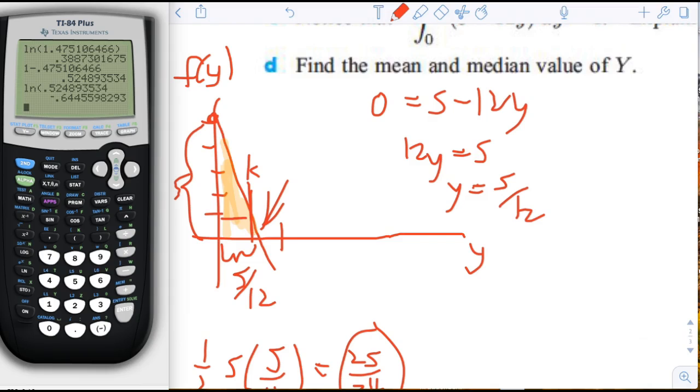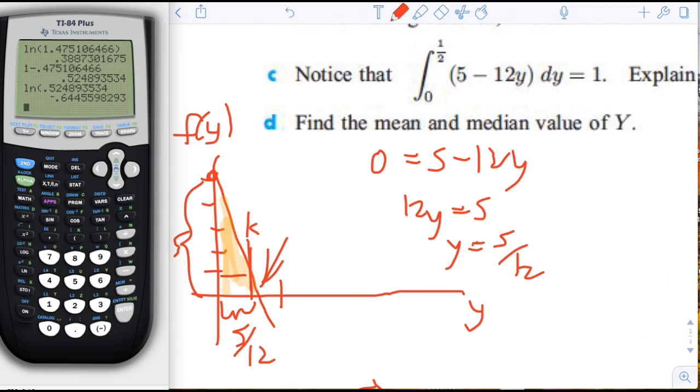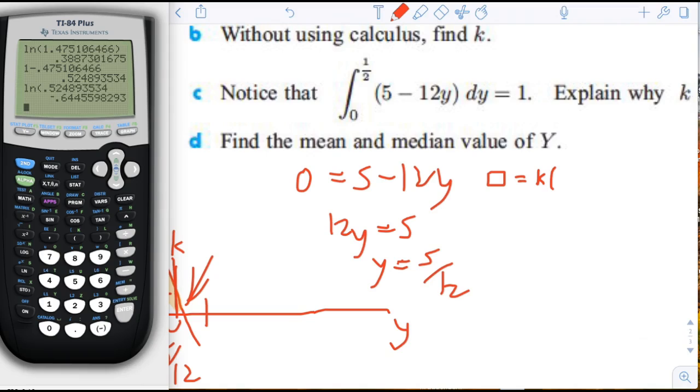Let's do this. Now we're going to have the area of the little rectangle. The area of the little rectangle is equal to k times the height. I'm sorry, I said triangle, but it's rectangle. The height is 5 minus 12y, which is, this y value would be k. Okay, so this is the area of the rectangle.